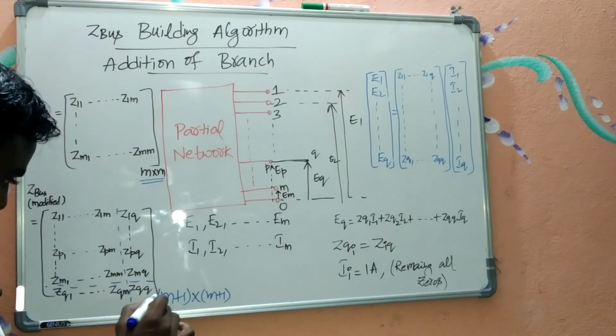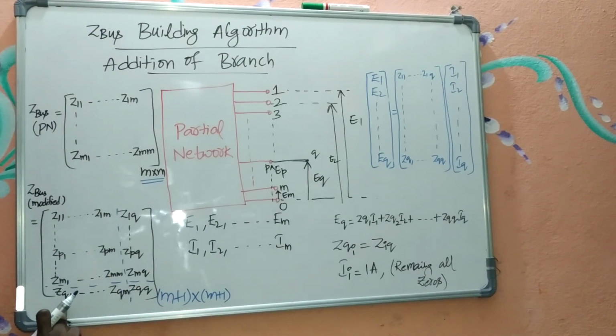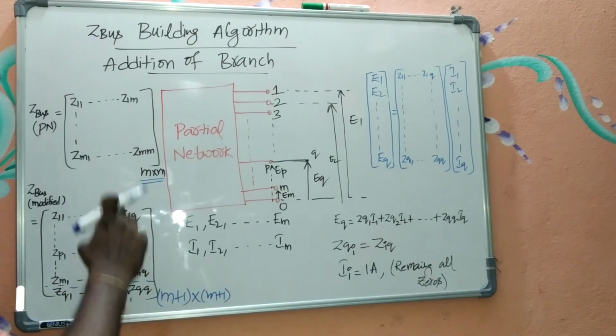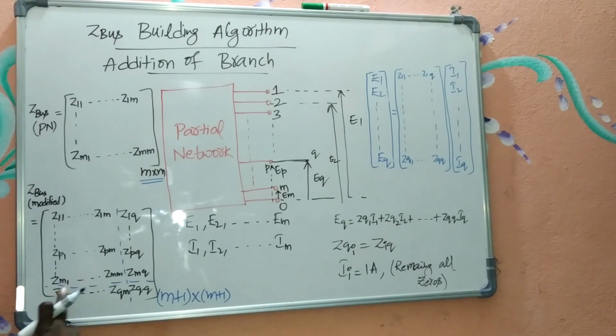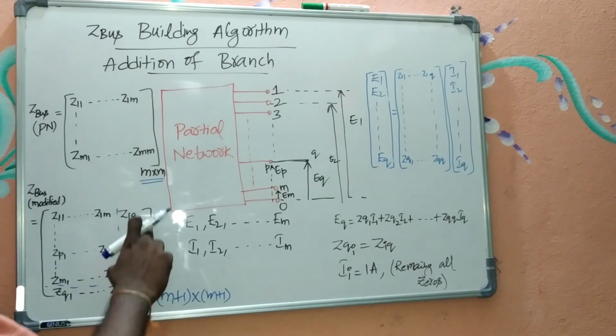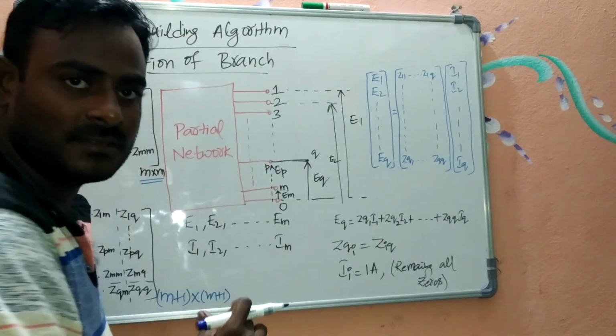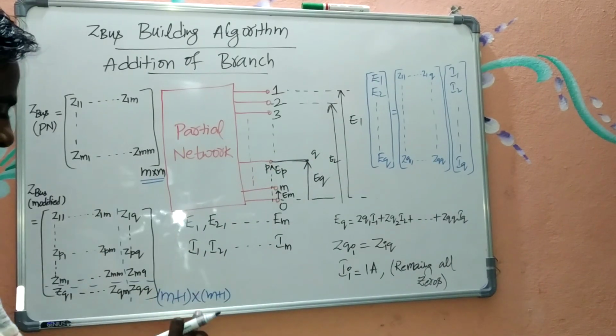This is the extra row, which is related to the Qth bus. This is the extra column. If you observe, these are ZQ1 up to ZQm, and Z1Q up to ZmQ. These are called off-diagonal elements. Similarly, this is a diagonal element. So, when we add a branch, the order just increases by 1.